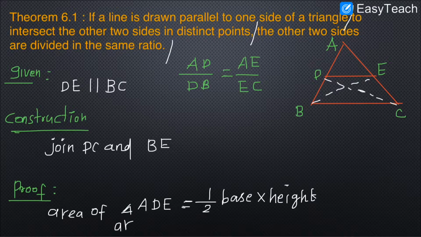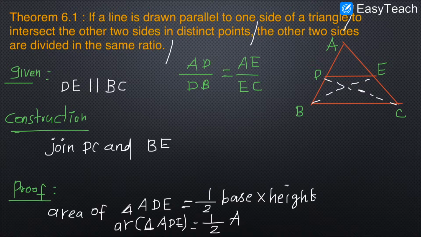I am representing the area as AR. So area of triangle ADE equals half into base. Here, look at the picture. Here we have AD, DE and AE. Three different sides we have. So which one will be of benefit to me? AD. I know I am going to prove first AD upon DB. So if I take AD, it will be easy to prove this part.